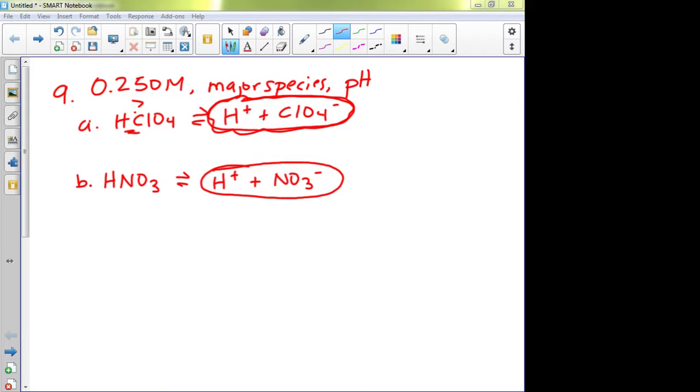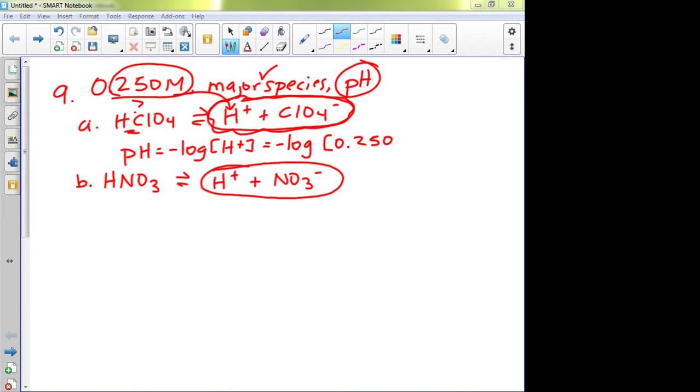So the second thing it asked you, after major species, was to find the pH. That goes back to exercise 9. If they give me the concentration of the strong acid, then they also gave me the concentration of hydrogen. If I know the concentration of hydrogen, can I find the pH? Yes. pH is equal to the opposite of the log of the concentration of H positive. So in this case, it would be the opposite of the log of 0.250.